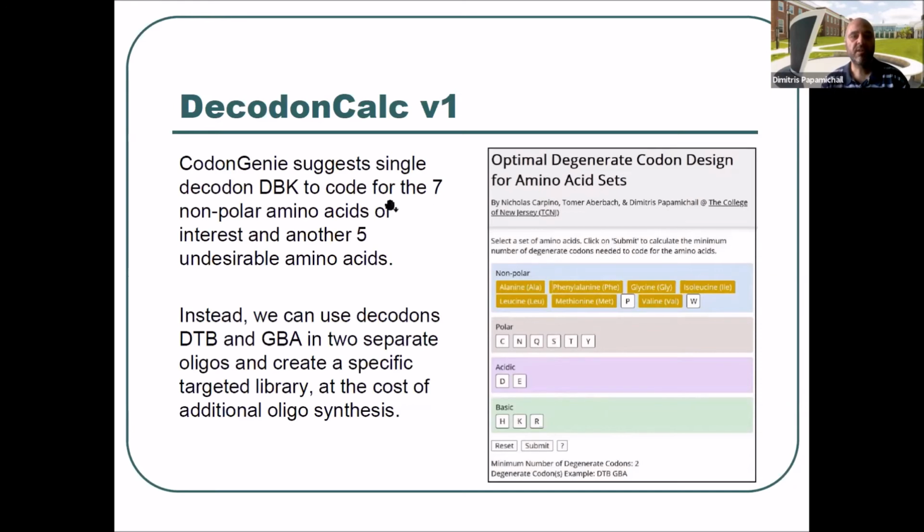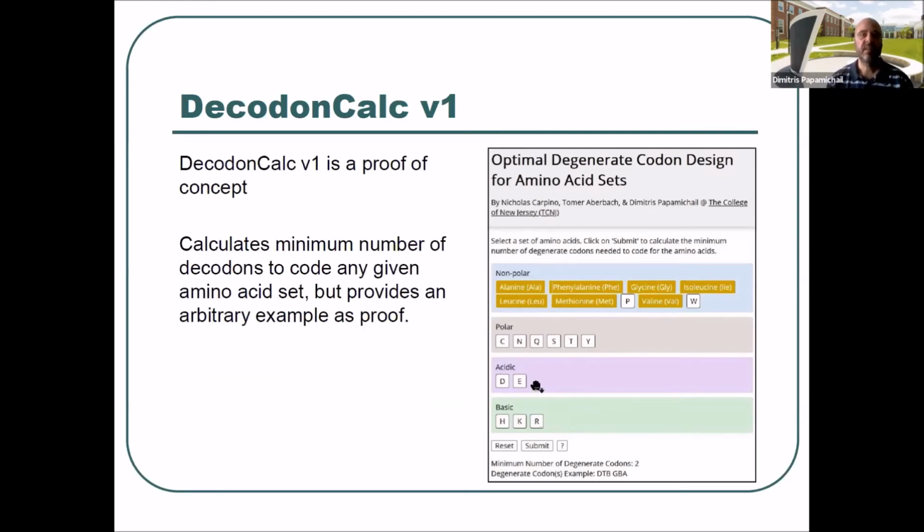So, for example, in the previous example that we saw with Codon Genie, selecting these 7 non-polar amino acids over there, Codon Genie suggested a single degenerate codon that codes for another 5 undesirable amino acids. Our tool will tell us that these 7 amino acids can actually be coded by 2 degenerate codons, for example DTB here and GBA, which code for the exact 7 that you want and nothing else.